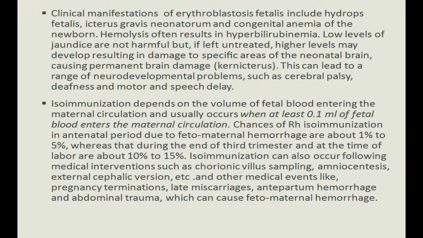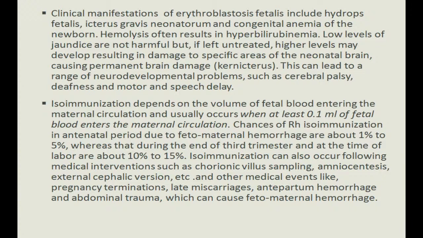But I repeat again, fetal-maternal hemorrhage may take place from time to time during pregnancy. If it is less than 0.5 ml, microscopic, it may not be followed by manifestation of isoimmunization. We will tell about it. The chances of rhesus isoimmunization in the antenatal period due to fetal-maternal hemorrhage are about 1% to 5%, whereas during the end of the third trimester of pregnancy and at the time of labor they are about 10 to 15%.